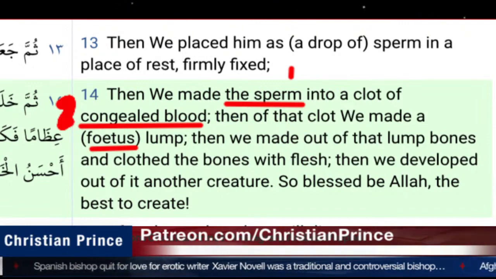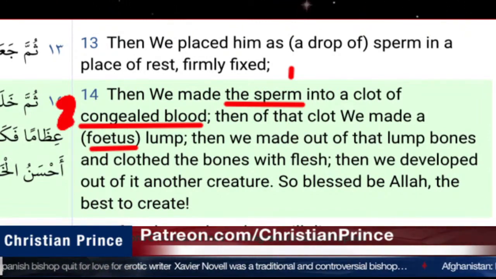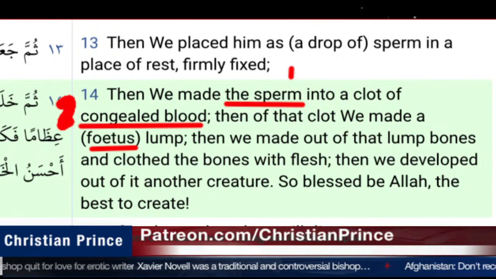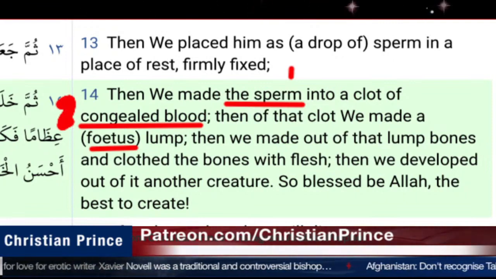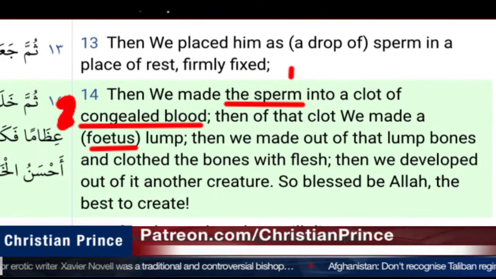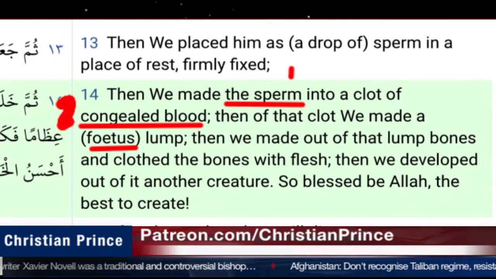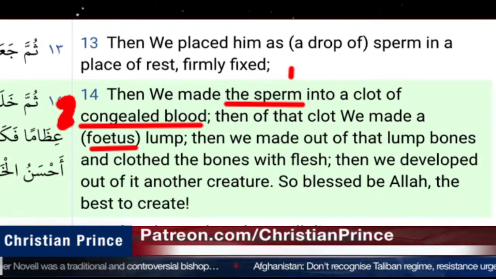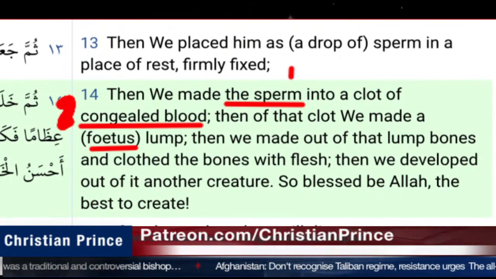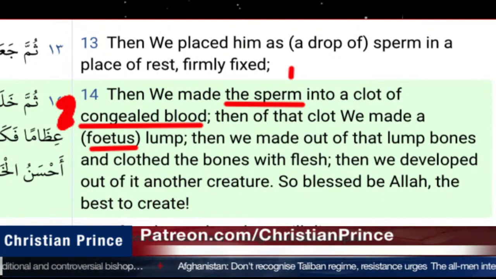So what he is saying is that the same object is changing. But it says alaqatan here in Arabic. It says that's not blood. No, I've opened the dictionary. Alaqa is alaqatul dam. ثم خلقنا نطفة علقة. علقة is like a clot.